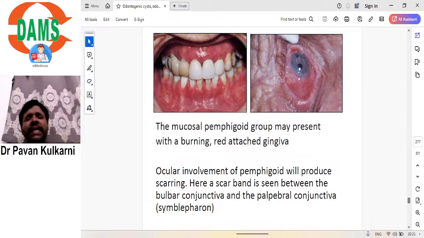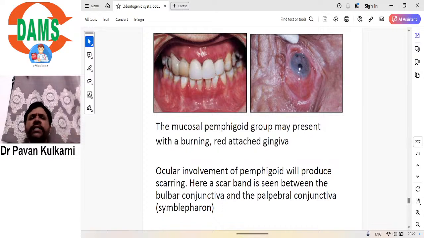Now this is a typical case of cicatricial pemphigoid, also known as benign mucous membrane pemphigoid. Pemphigoid, we are talking not about pemphigus, we are talking about pemphigoid. Pemphigoid is of two types, bullous type and cicatricial. Cicatricial, also known as benign mucous membrane pemphigoid, typically involves the mucosa, let it be oral mucosa, let it be conjunctiva.